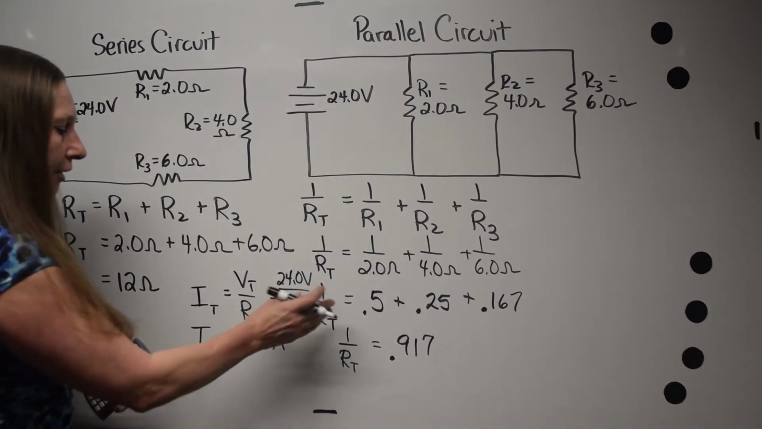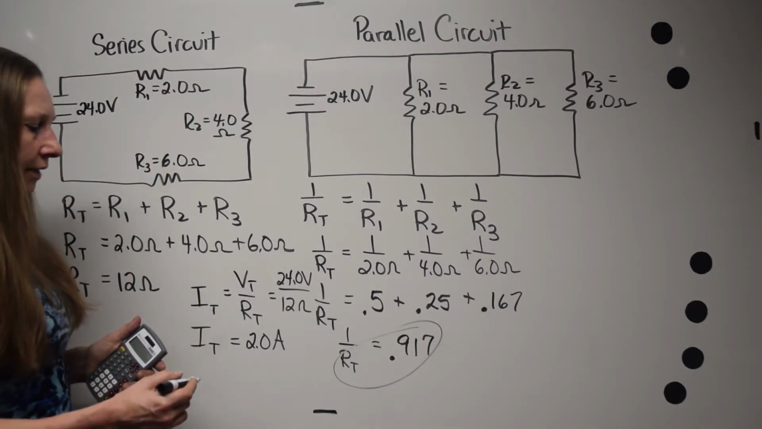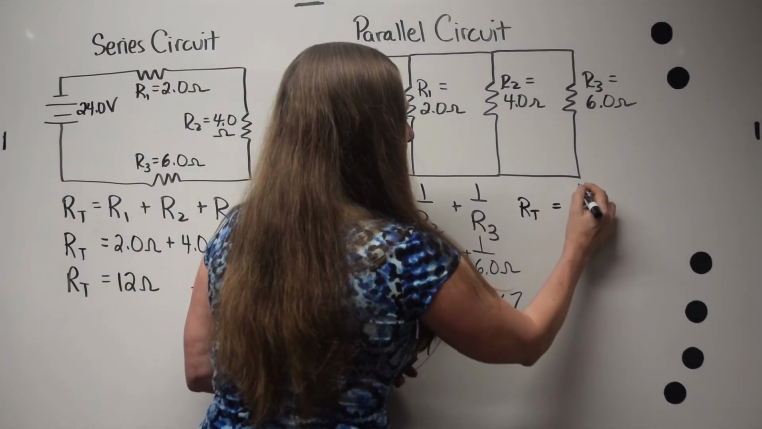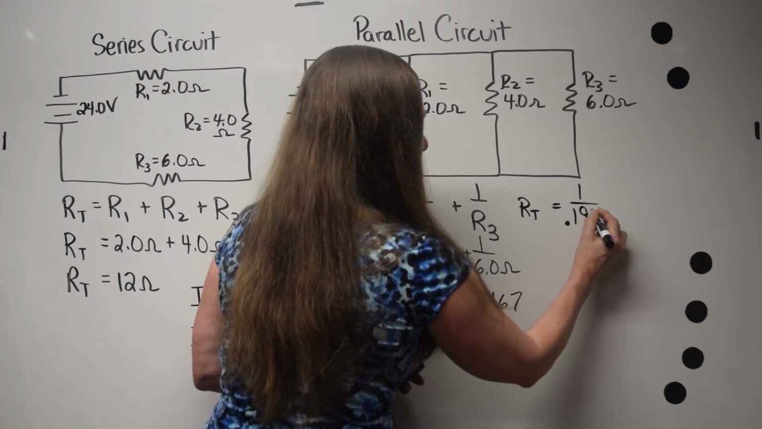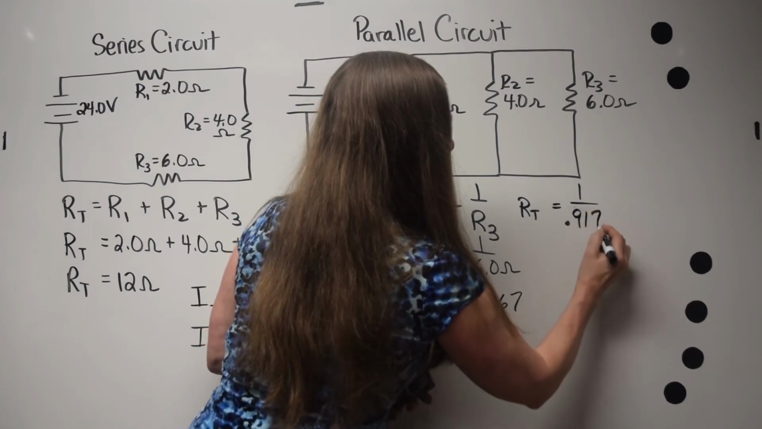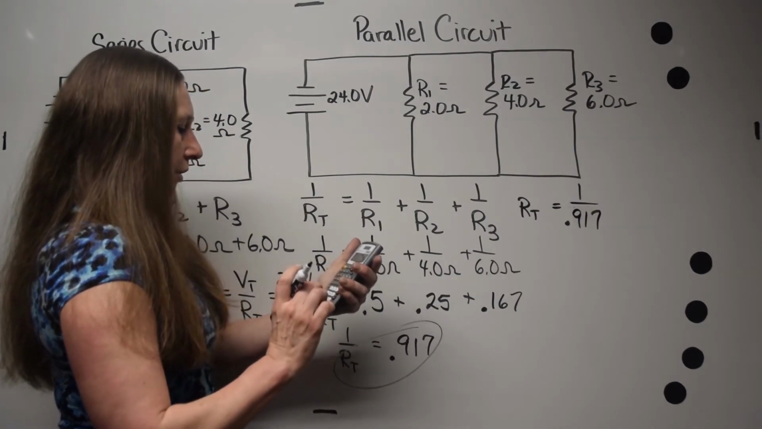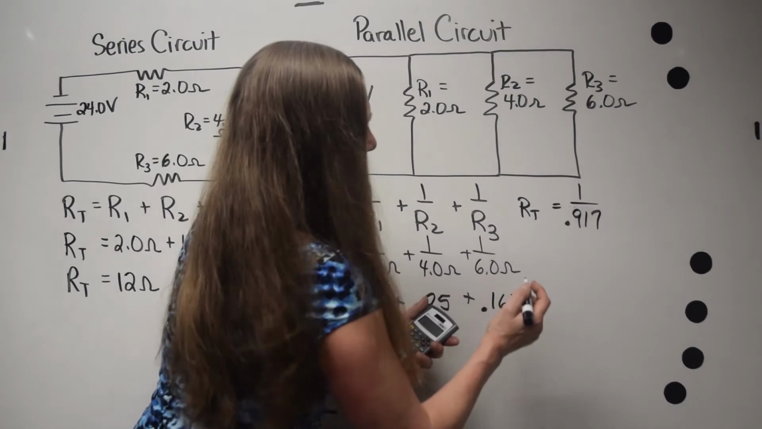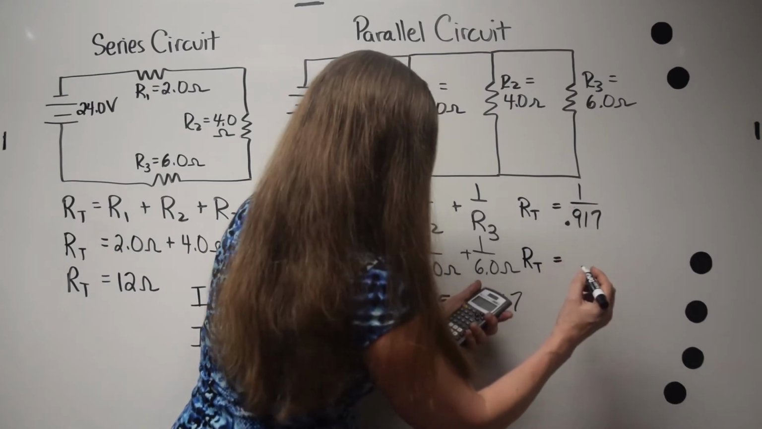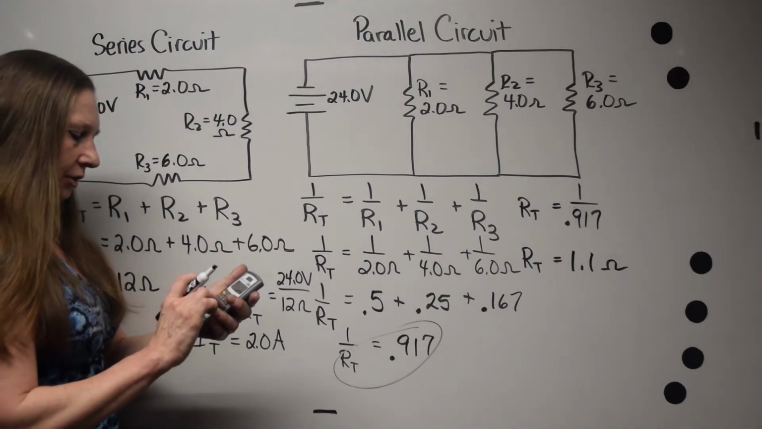We're not done yet. I don't want 1 over R total, I want R total. So I'm going to switch these two and then divide to find R total. All right, so we find that R total is equal to 1 divided by 0.917. Okay, so 1 divided by 0.917 equals 1.09. All right, we've only got 2 significant figures, so R total is going to be 1.1 ohms. All right, that's your total resistance.